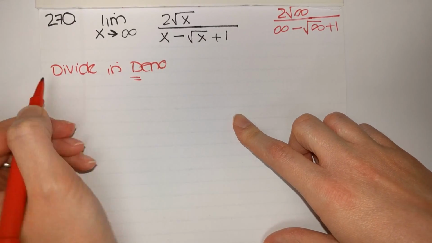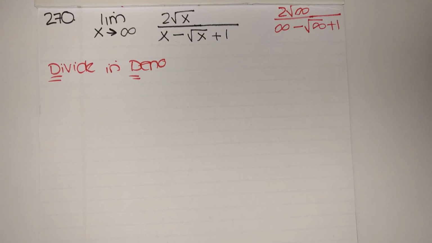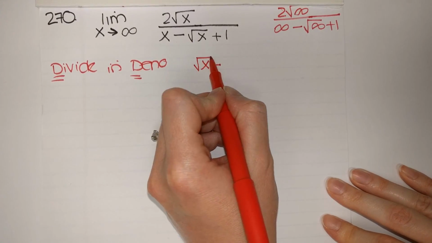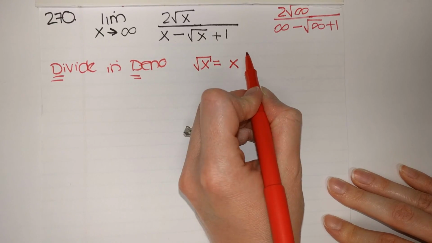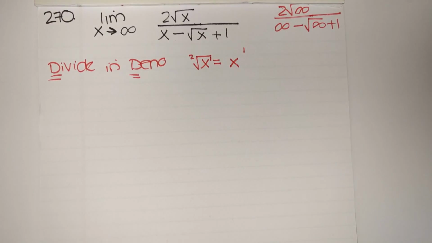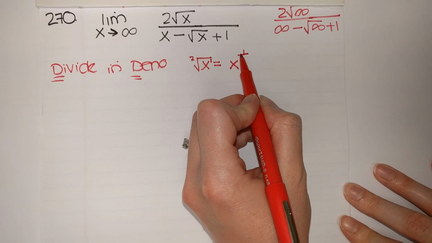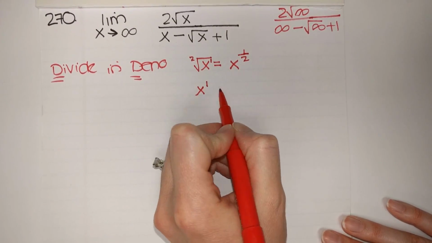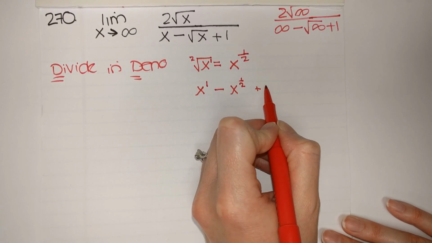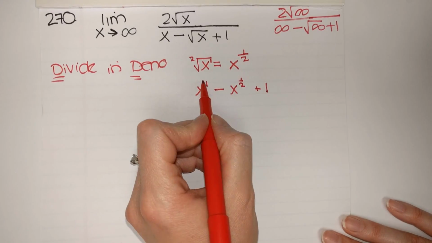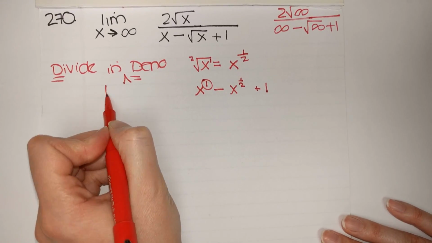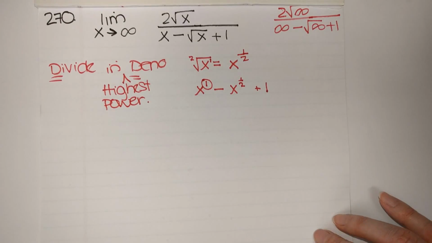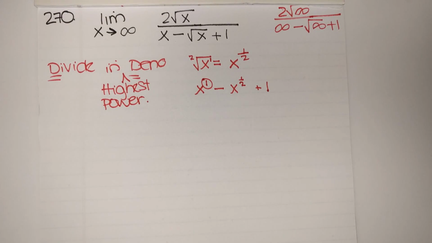So divide by the highest power in the denominator. And when you look at this, just keep in mind this is x minus the square root of x. You can rewrite the square root of x as x to the first power with the understood index of the square root being 2. So the square root of x is x to the 1/2 power. When you look at the denominator here, you have x to the first minus x to the 1/2 power plus 1, so your highest power is going to be the x to the first. Remember, dividing the denominator, you're looking at the highest power, and that's what you're going to divide by. So in this case, we're going to be dividing by x to the first.